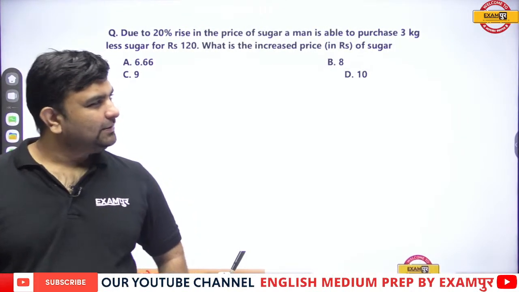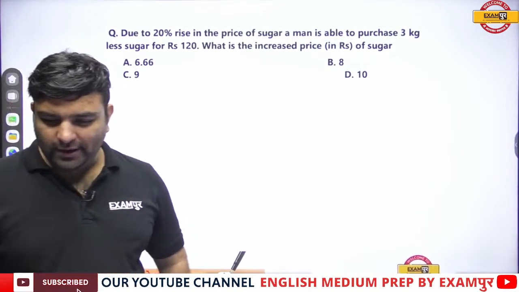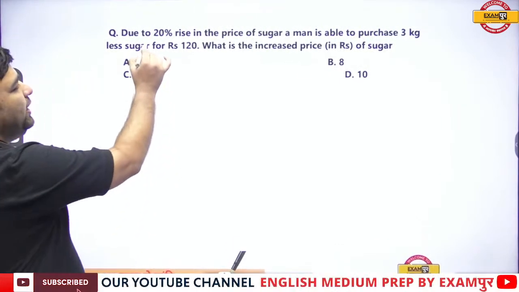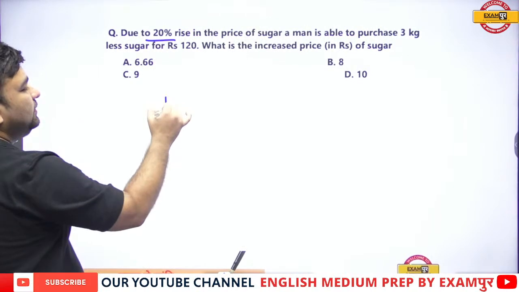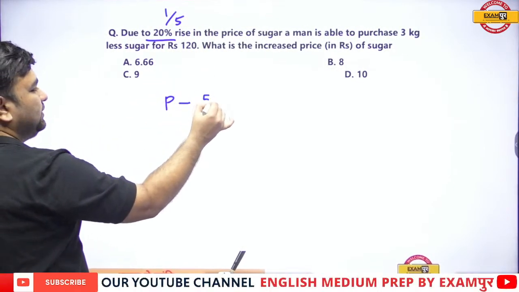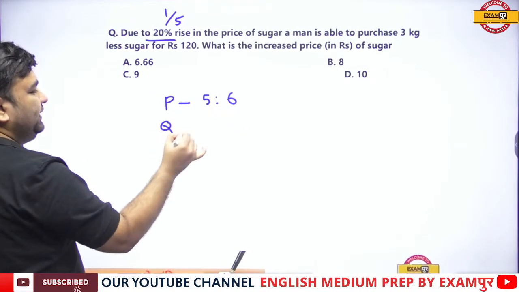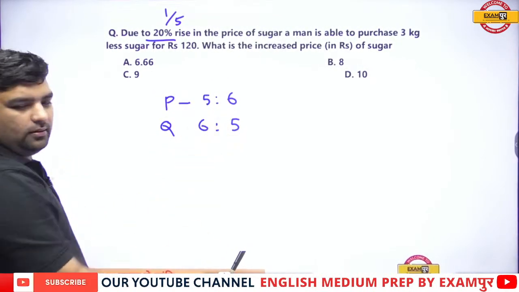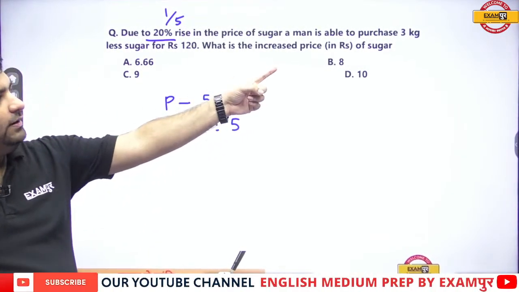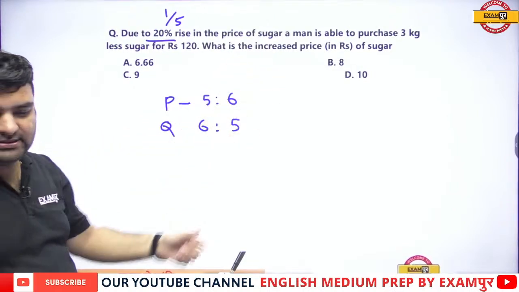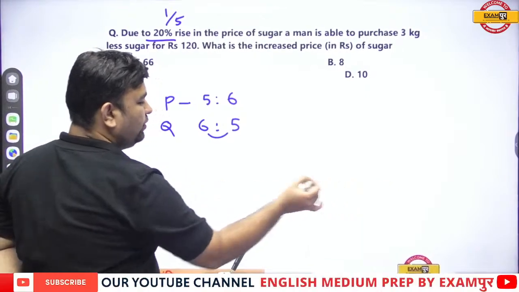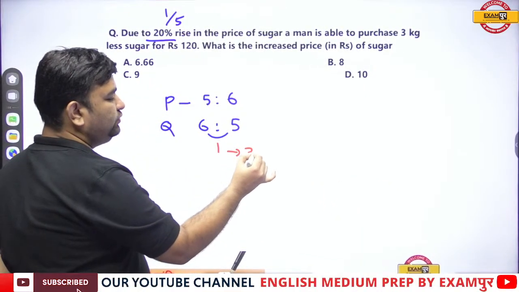Okay, comments are late, so I'm solving it. Should I write very less? A 20% rise in the price: price goes from 5 to 6, so quantity goes from 6 to 5. Quantity is 3 kg less. According to the ratio, 1 less, so 1 is equal to 3 kg.